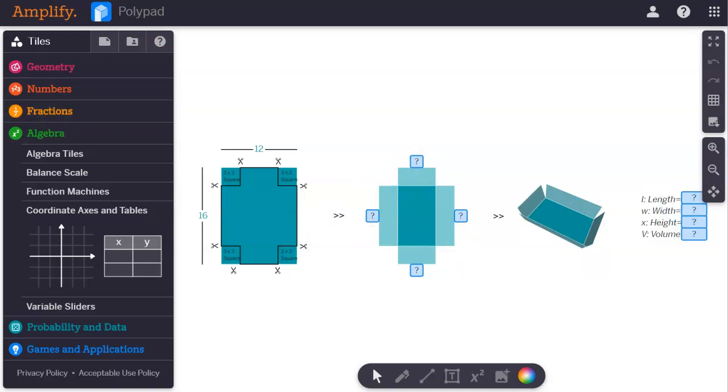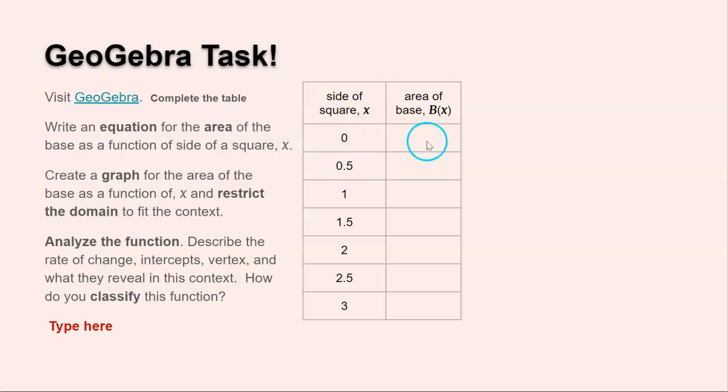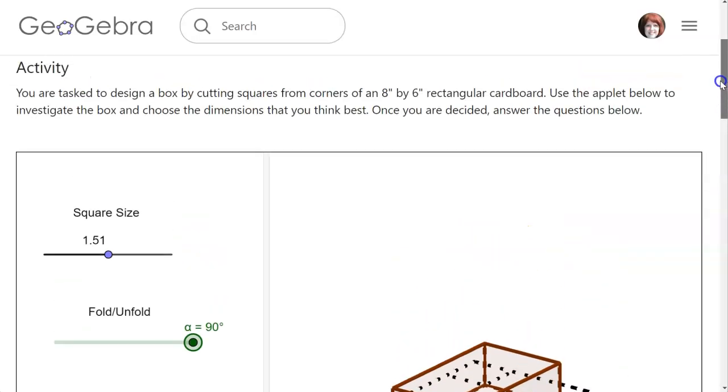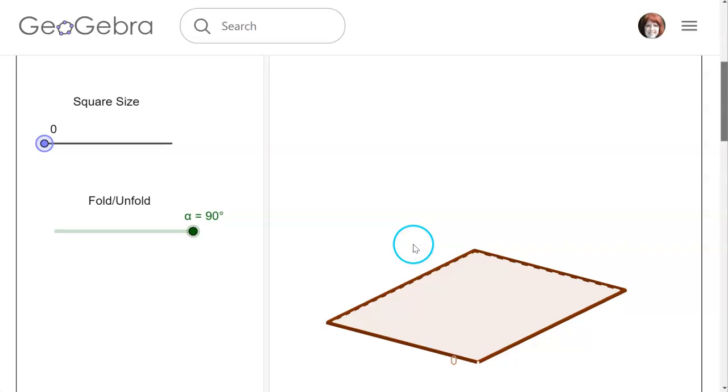So they're using that same idea on their slides. So start with a 0. What would the area of the base be? Well, that would be actually the full, complete piece of paper that you were given. It doesn't show it clearly, so let me show you where that is. If you go all the way back up to the top, it tells you there's an 8-inch by 6-inch rectangular cardboard. So if they start with 0, that's telling you they've got 8 by 6 for the base.